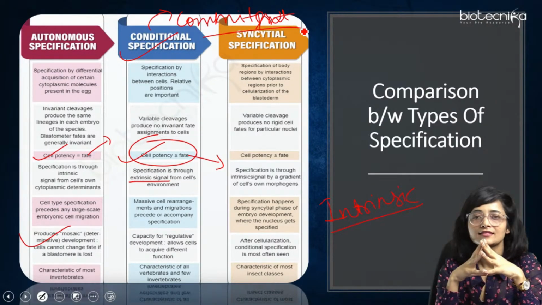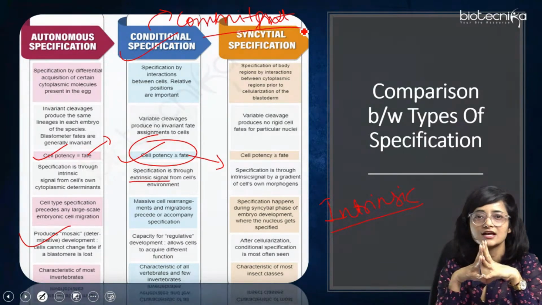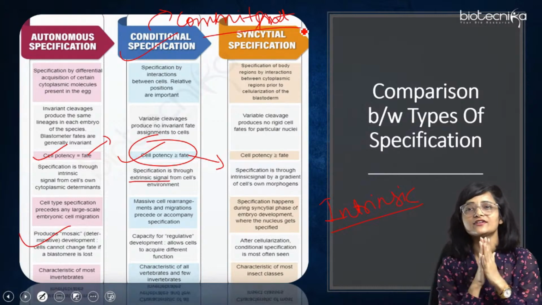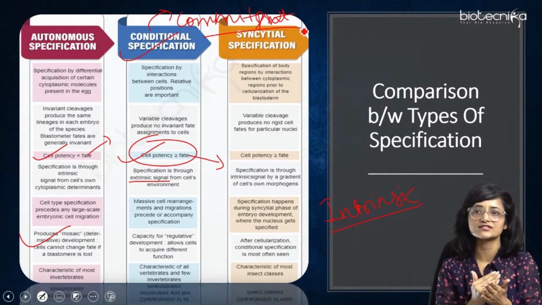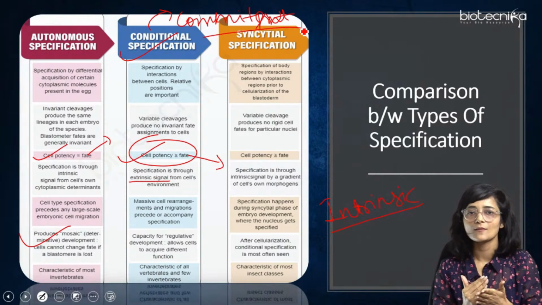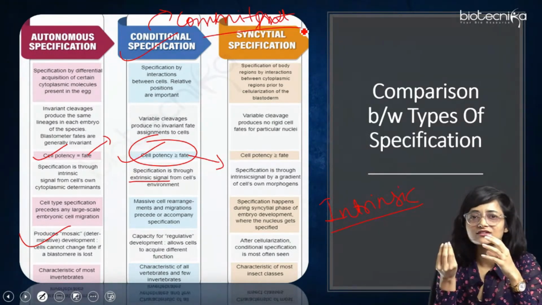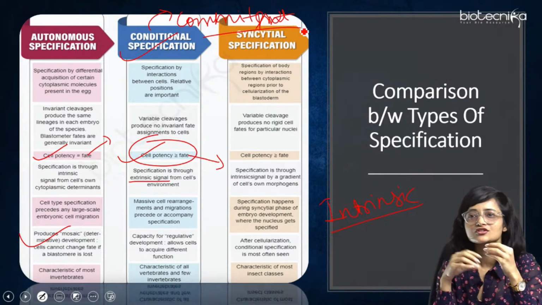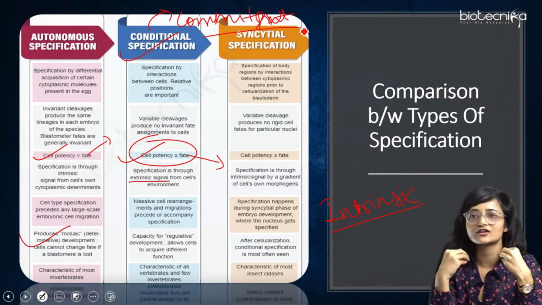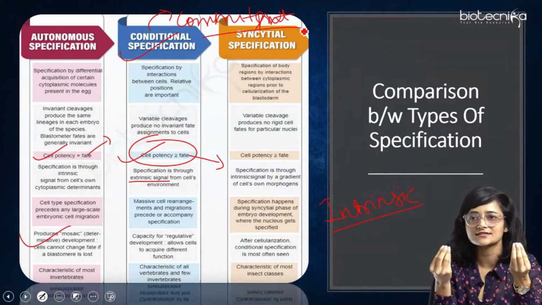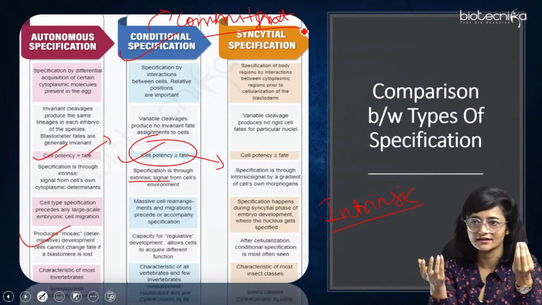what particular type of cell it will be forming. Then comes the capacity for regulative development, which allows the cells to acquire different functions, right? So regulative development takes place in the form of regulation, like certain cells have to be formed, certain cells have not to be formed. So the capacity of the cell for regulative development allows the cells to acquire different functions. So different cells would be performing different functions, and when those functions are being conducted, on that basis a particular cell type is being decided, right?